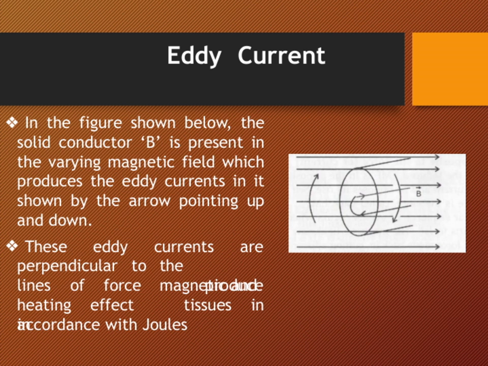This perpendicular flow is crucial because it explains how energy is transferred and why heating occurs in these conductors. Understanding this concept helps us grasp how electromagnetic fields interact with tissues or materials, which is central to many applications, from medical devices to electrical engineering. It's all about how changing magnetic fields induce circulating currents, leading to heating effects that we need to control and utilize appropriately.